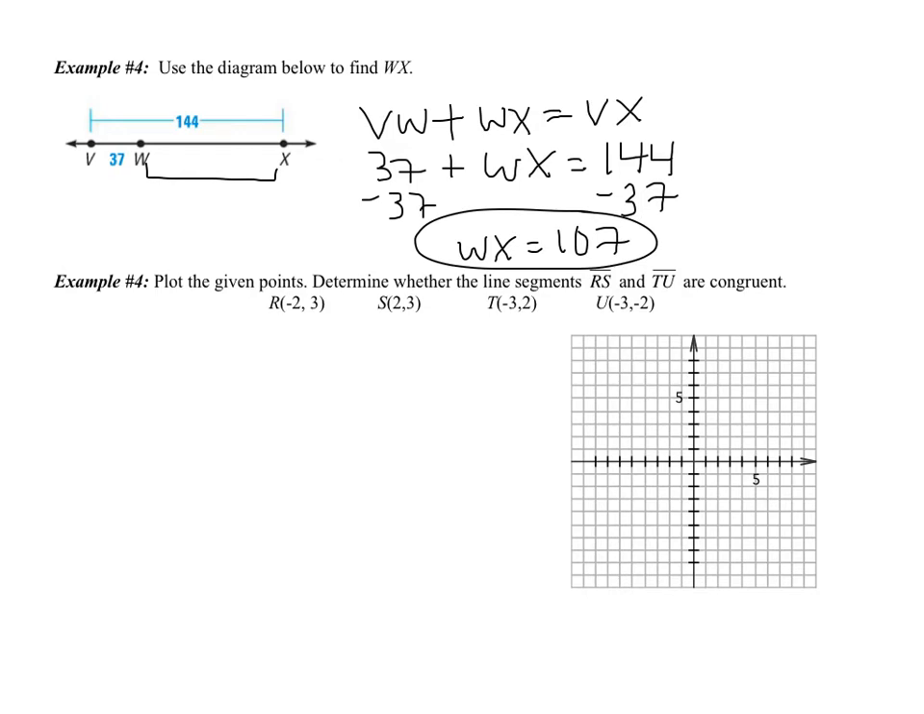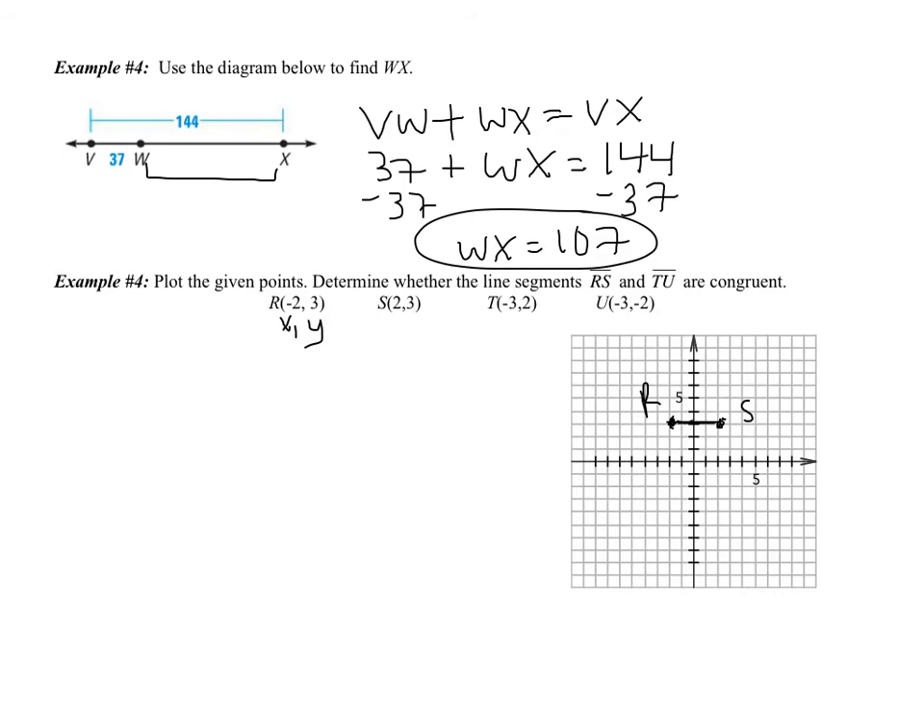So when you come to class tomorrow, you're going to have a few examples like that. Sorry that the numbering got a little messed up, that we have example 4 and example 4 again, but now we're doing the second example 4. Plot the given points, determine whether the segments are congruent. Remember that every point is x comma y. So R is -2 comma 3, I go left 2, up 3. That's this point right here. That's R. S is 2 comma 3. This is RS, so I'm going to connect those.